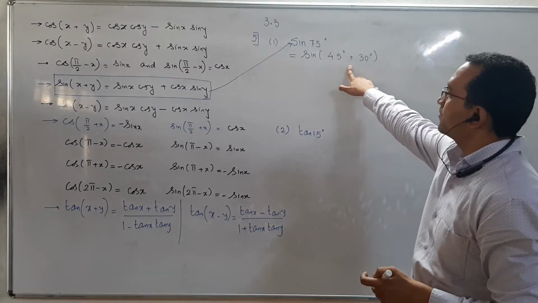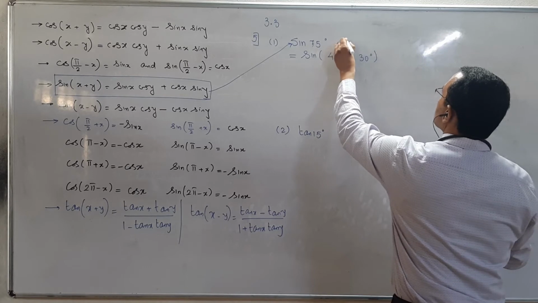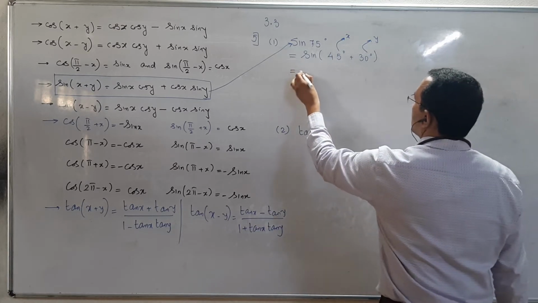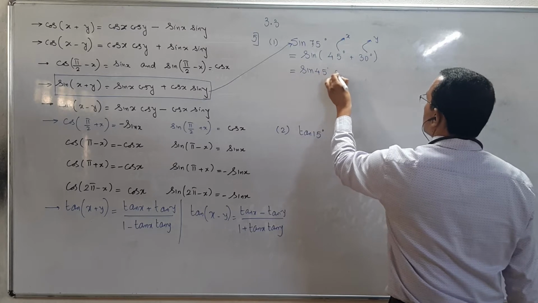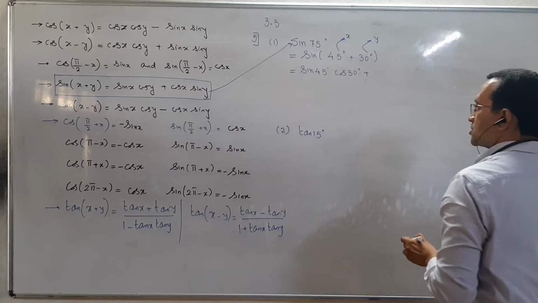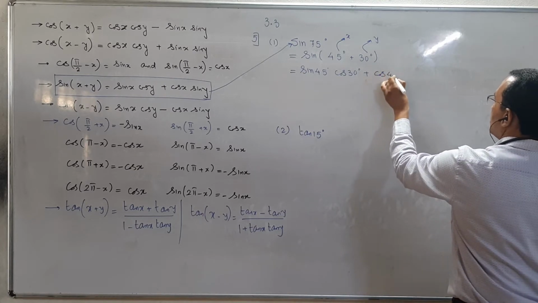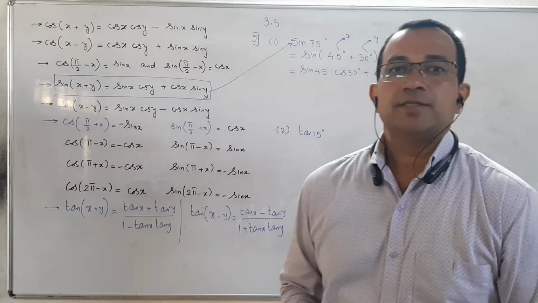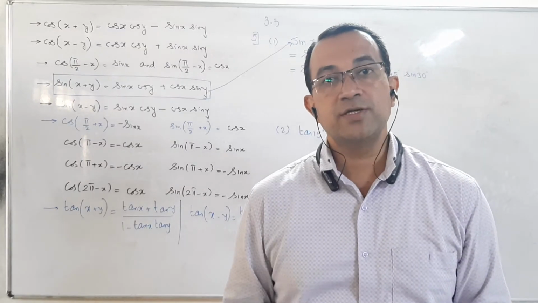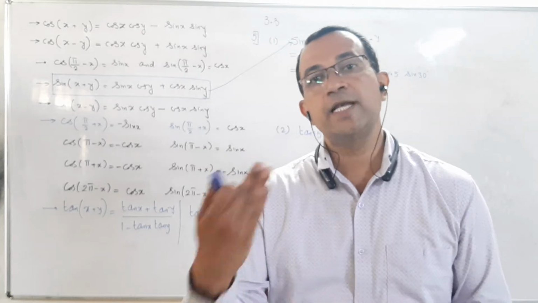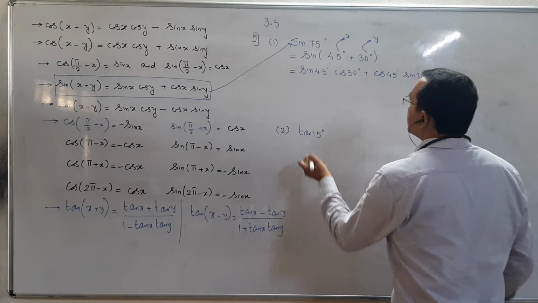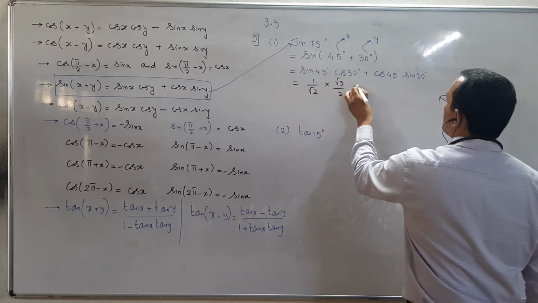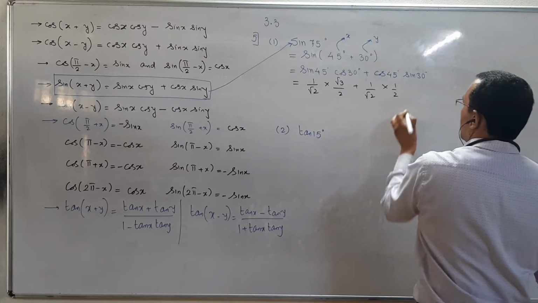Now if I apply this formula, this is our x and this is our y. So apply the formula: sine x, so sine 45 degree, cos y, so cos 30 degree, plus cos x, so cos 45 degree, flip flop, and sine y, so sine 30 degree. Now comes the application of your table, which, students, I have already taught in the last lecture. So sine of 45 degree is nothing but 1 by root 2, cos 30 degree is root 3 by 2, cos 45 is 1 by root 2, sine 30 is 1 by 2.